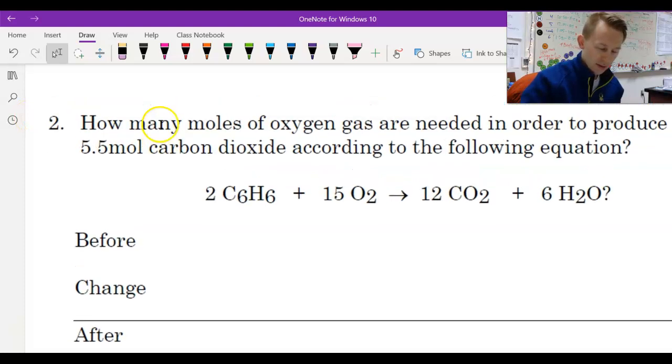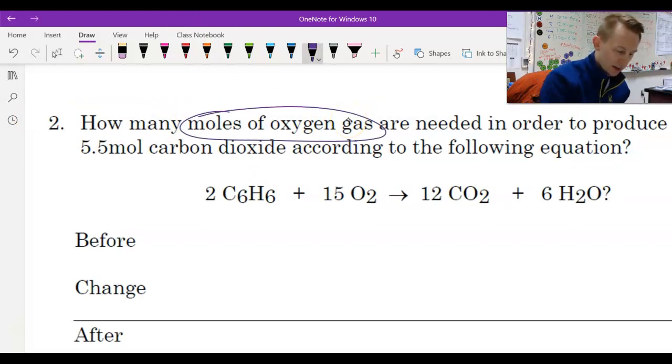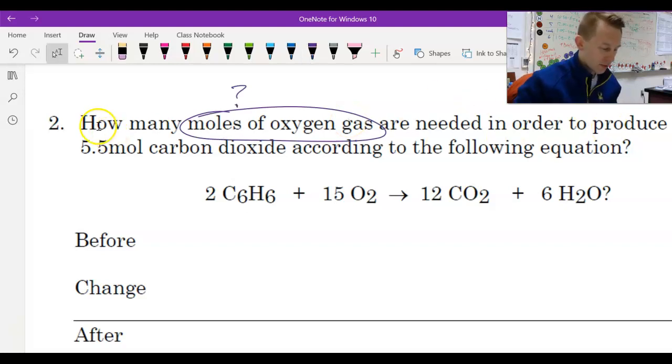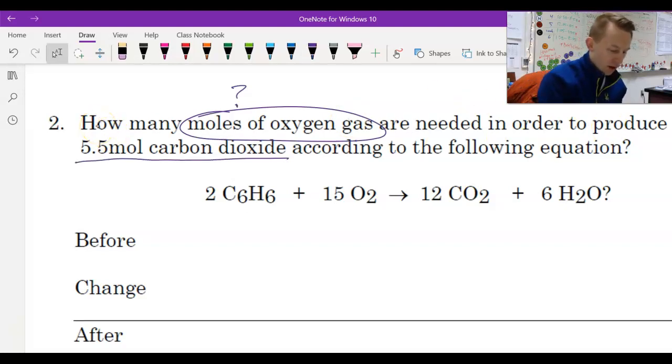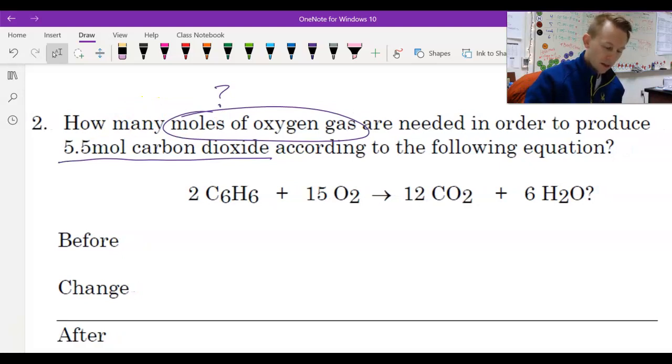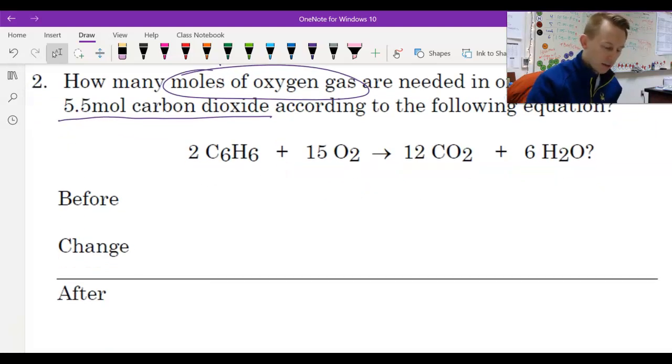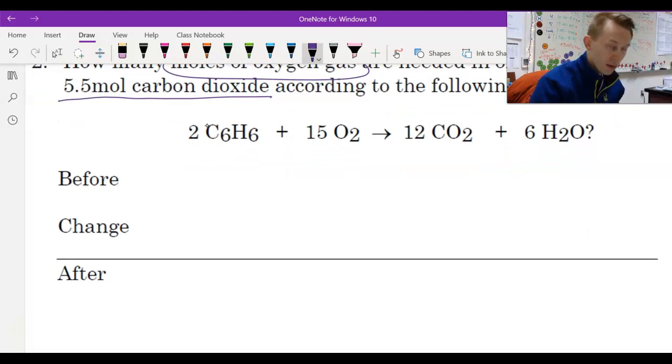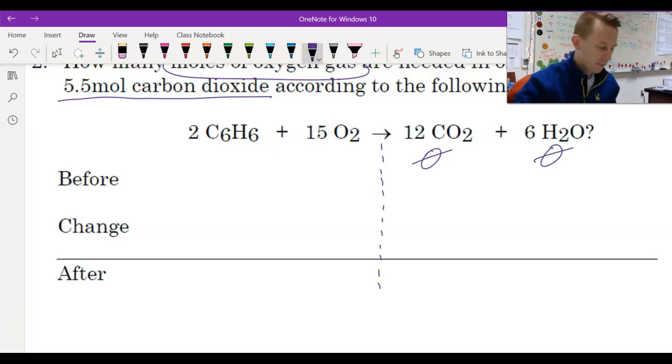This one says how many moles of oxygen gas are needed in order to produce 5.5 moles of carbon dioxide. The moles of oxygen gas is what we're going to try to find. I recommend highlighting your paper like this too, as it helps you organize yourself. Before we fill in anything, there are two things you should always do: either write down your BCA table or at least divide it in half, so you separate your products from reactants. Products always start with 0.